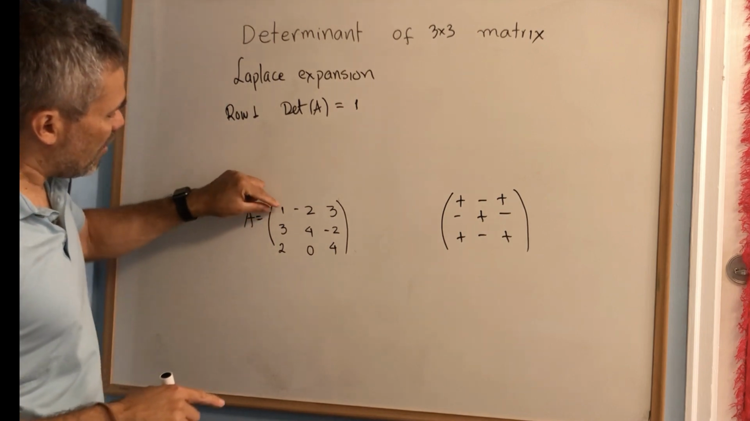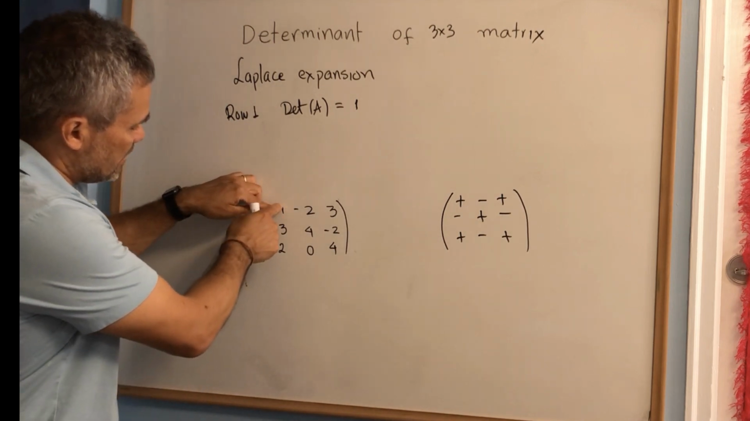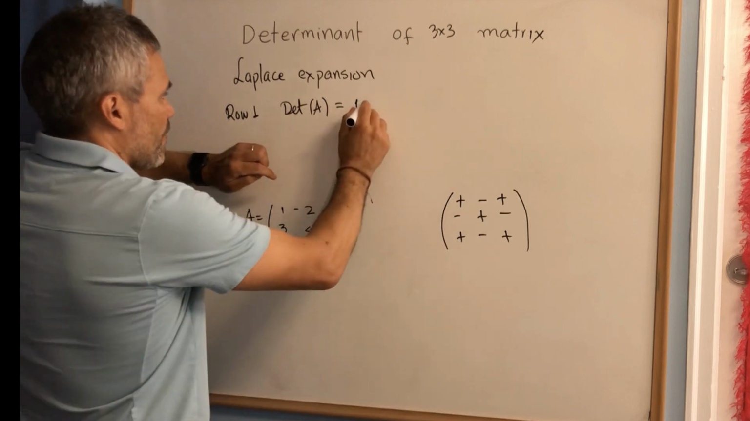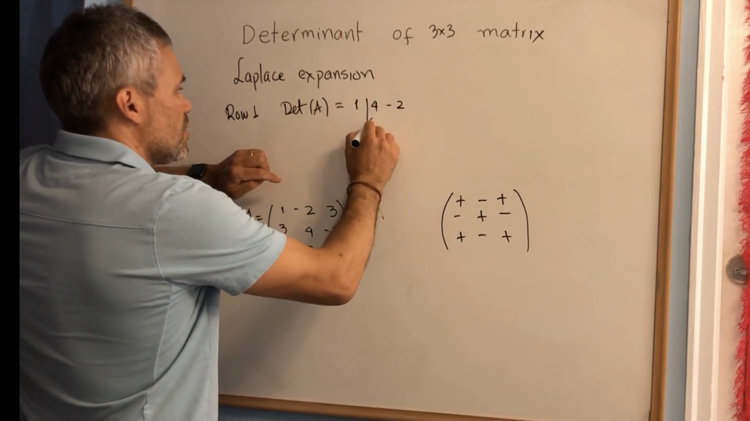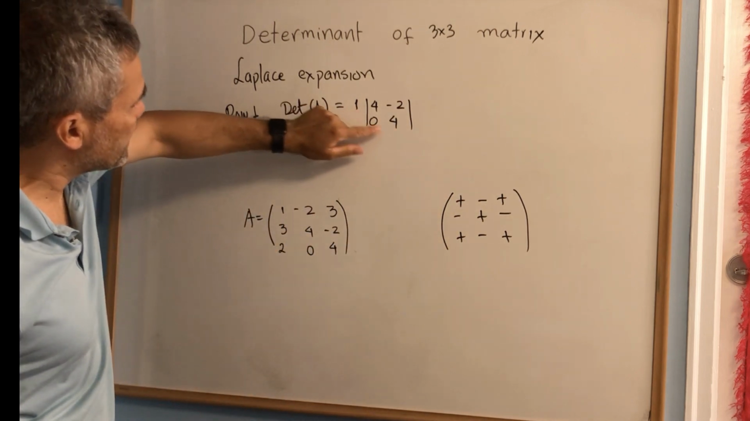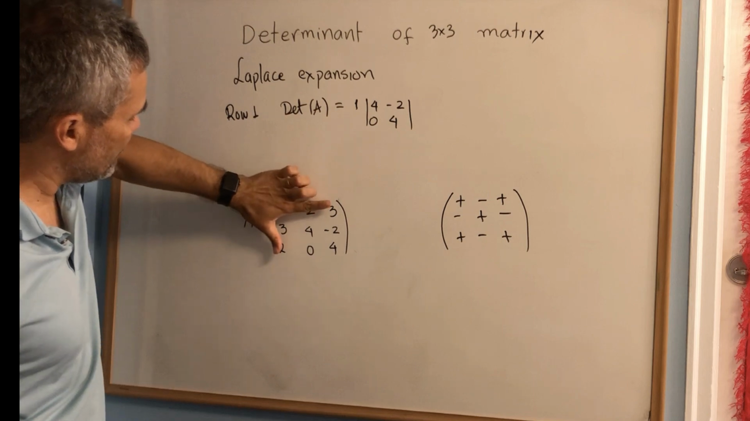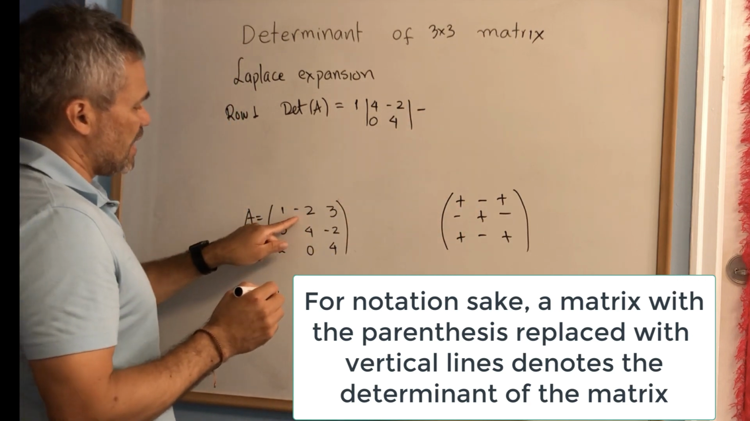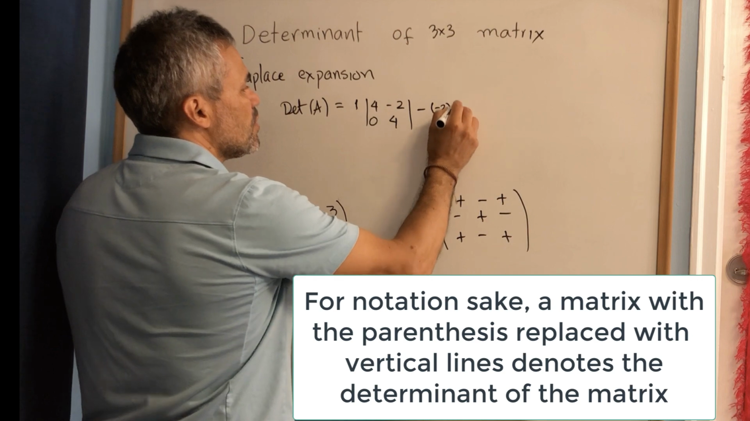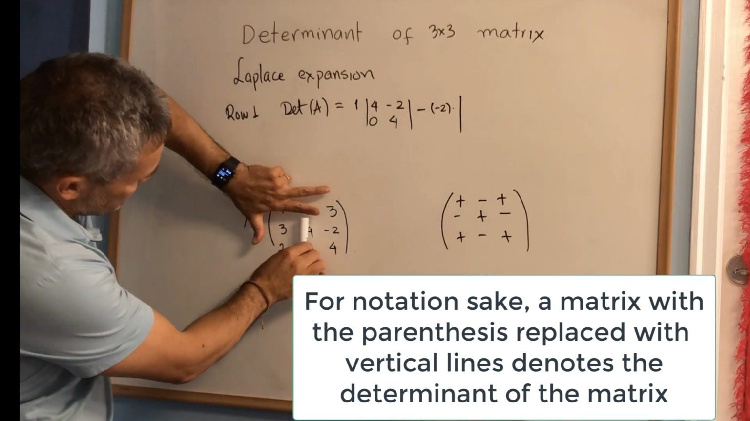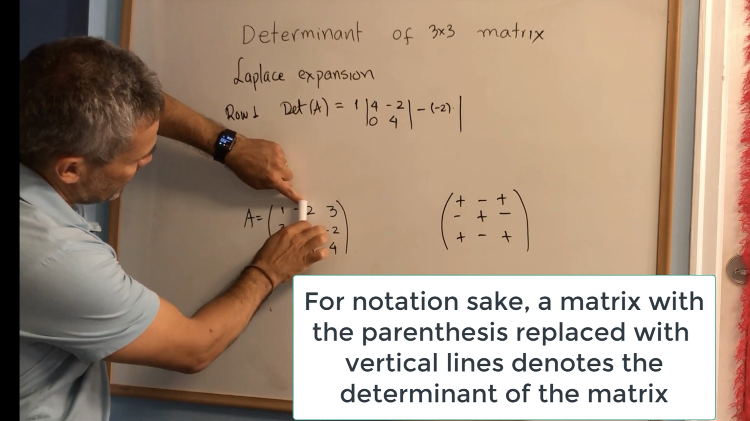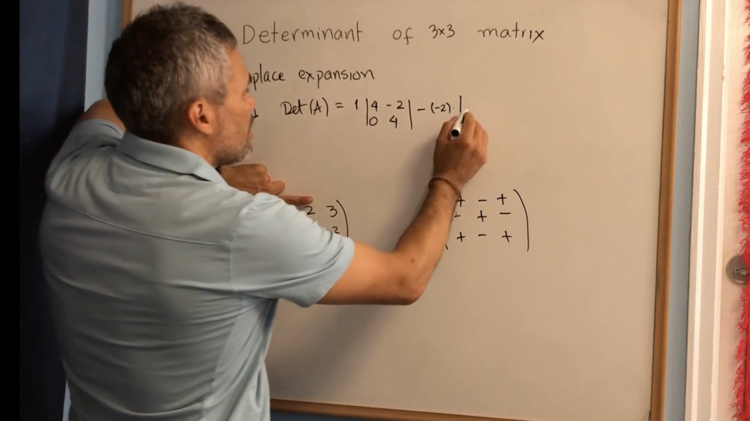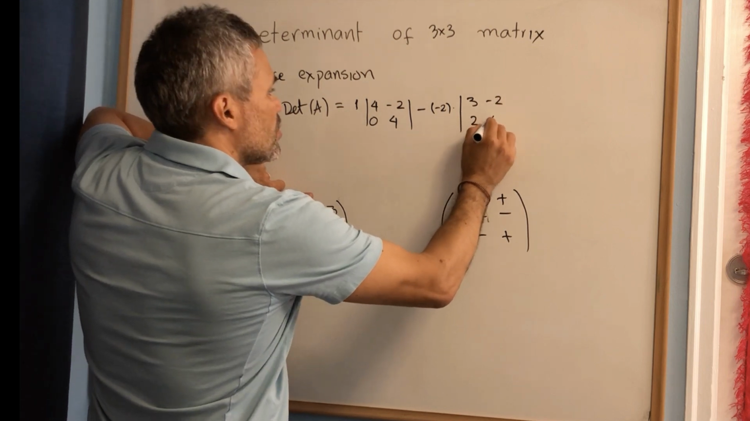And then when we think about this entry, and if we remove this column and this row, we end up with this matrix, which is the matrix 4, negative 2, 0, 4, right? Then we do the determinant of that matrix. And then we continue. Then the next thing is a minus, because here we have a minus, and then the value of the entry, which is negative 2, times the determinant of this matrix that we get by eliminating this column and this row, and we get the matrix 3, negative 2, 2, 4.